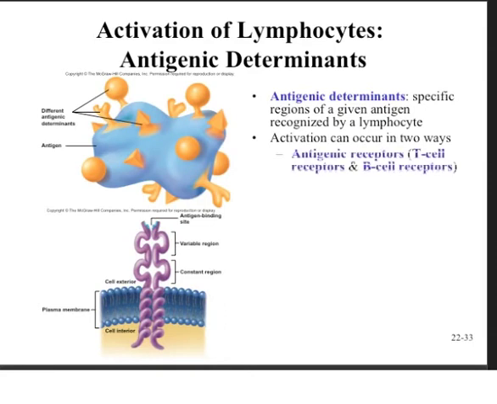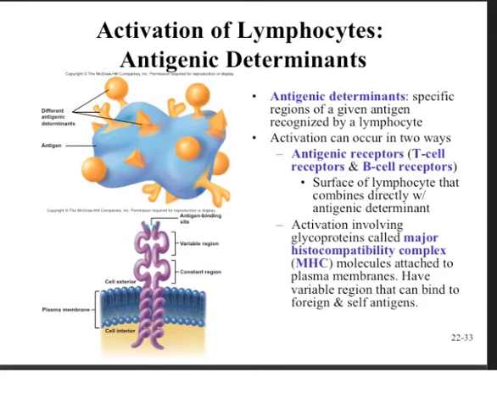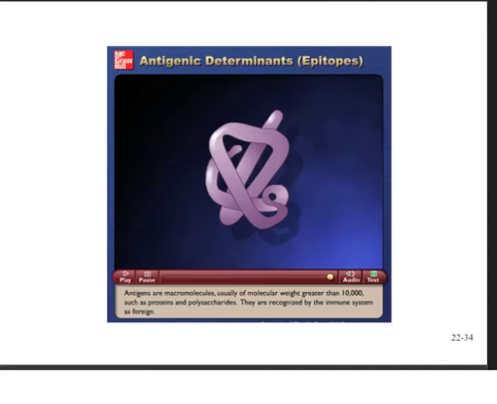Activation occurs by antigenic receptors. These would be T and B cell receptors on the surface of lymphocytes that combine directly with the antigenic determinant, or by activation involving glycoproteins, which are called major histocompatibility complex molecules, that are attached to the plasma membrane and have a variable region that can bind to foreign and to self antigens. So let's take a look at antigenic determinants.